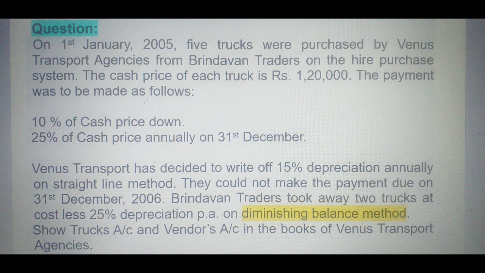25% of cash price annually on 31st December. Venus Transport has decided to write off 15% depreciation annually on straight line method. They could not make the payment due on 31st December 2006. Vrindavan Traders took away 2 trucks at cost less 25% depreciation on diminishing balance method. It means written down value method. Show truck account and vendor account in the books of Venus Transport Agencies.